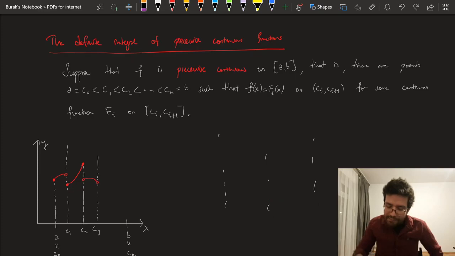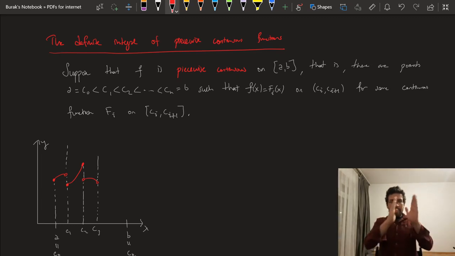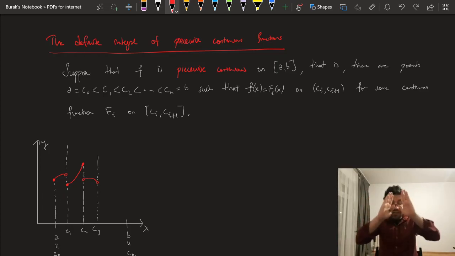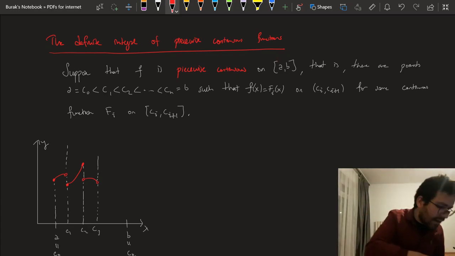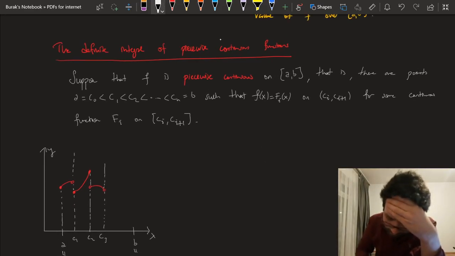So a prototypical piecewise continuous function looks like this. You have these subpieces. On each subpiece, on the corresponding open interval, your function behaves like a continuous function which can be extended to a continuous function on the closed interval. Okay, so that's that. Now, if you have this, then the definition of the definite integral of f over [a, b] is done like this.